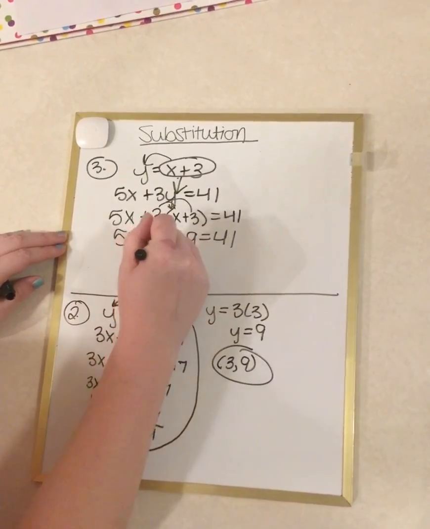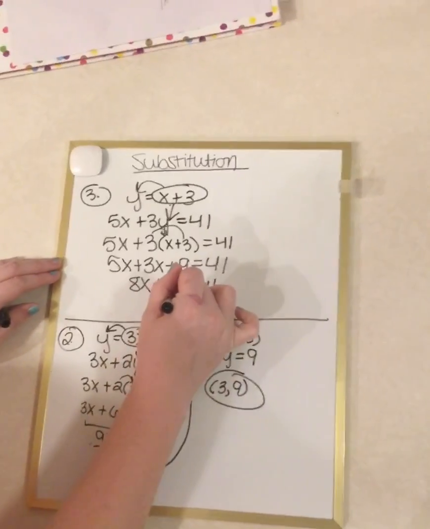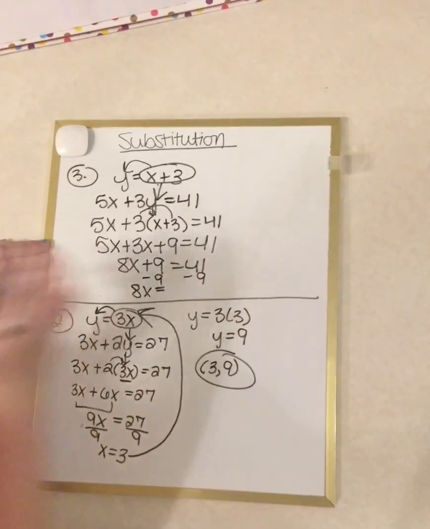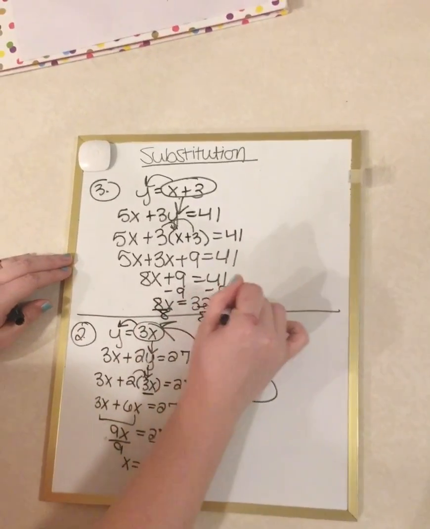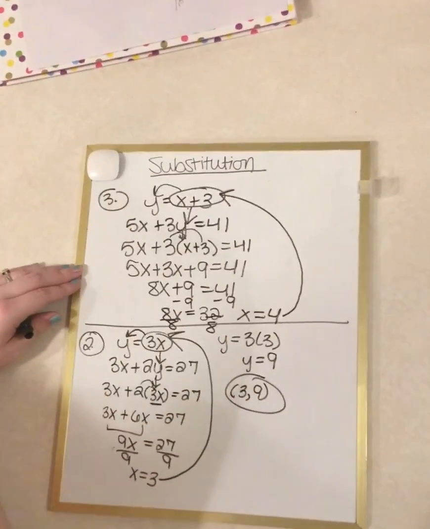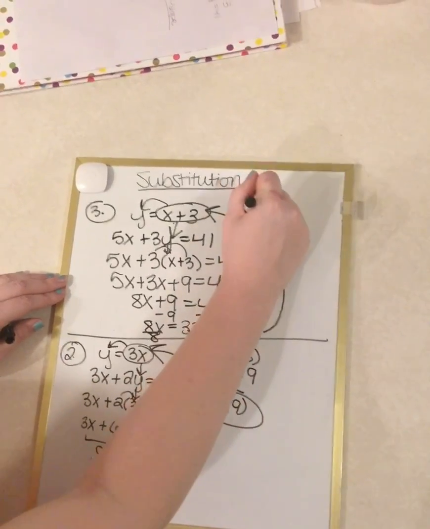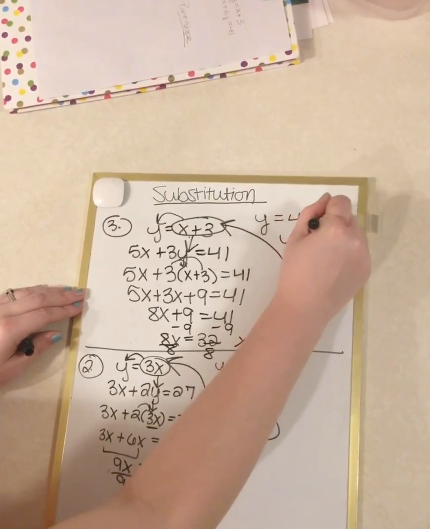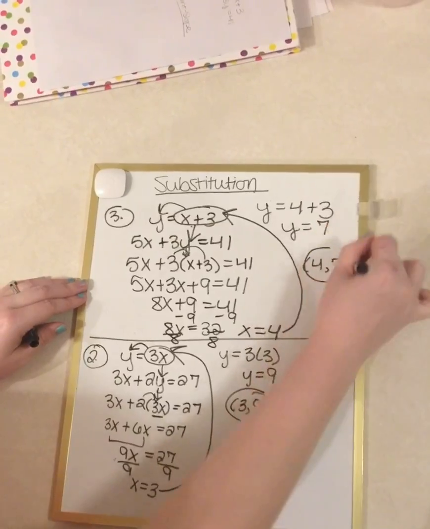5x plus 3x is going to be 8x plus 9 equals 41. Now we can subtract 9. 8x equals 32 when we subtract, and then divide by 8. We get x equals 4. Again, now I can plug that back in up top. y is going to be x plus 3. Well, x is 4, so y is 4 plus 3, so y is going to be 7. So our ordered pair is 4, 7.